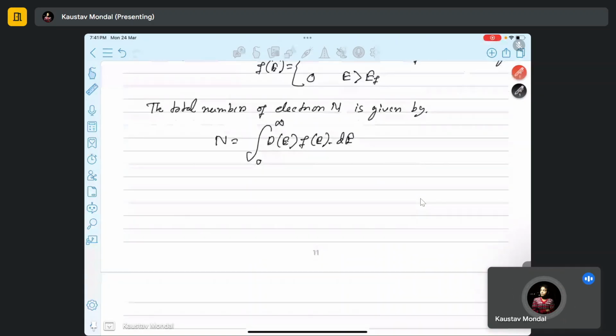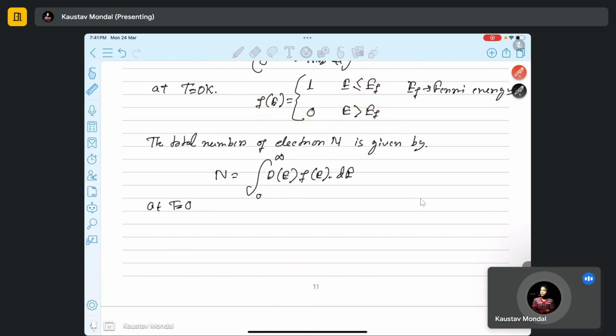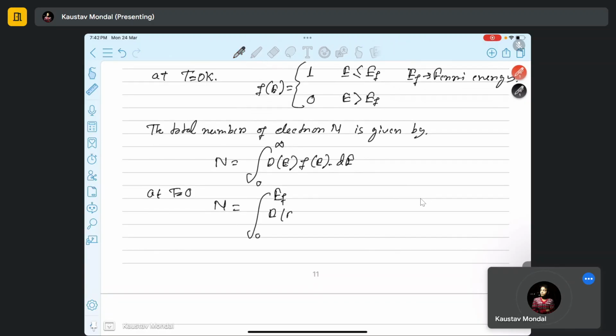Now at the T equal to 0 case, for energies higher than EF, F simply becomes 0. So there is an upper integration limit, and that limit is nothing but EF, because if you exceed EF the distribution becomes 0 and this whole thing becomes 0. So the integration upper limit would be EF.